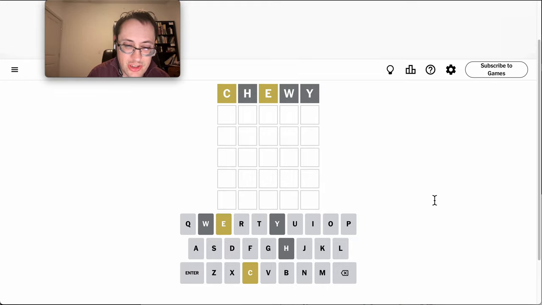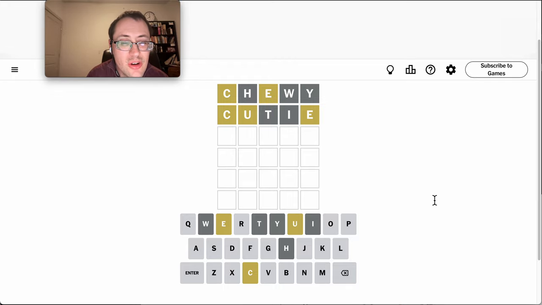Oh, and there's an E and a C. Well, Cutie will move the E around even though it does have a C in the same spot. Okay, so there's a U in it. And E's eliminated out of two positions.